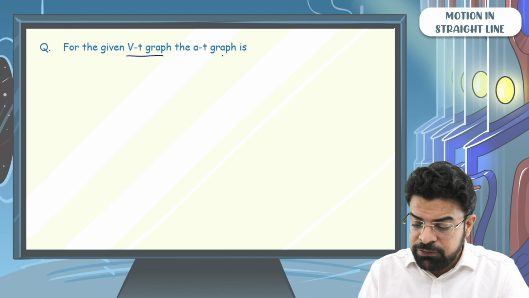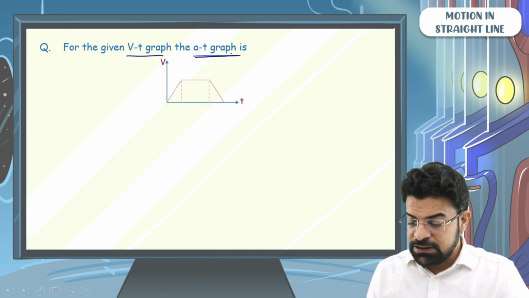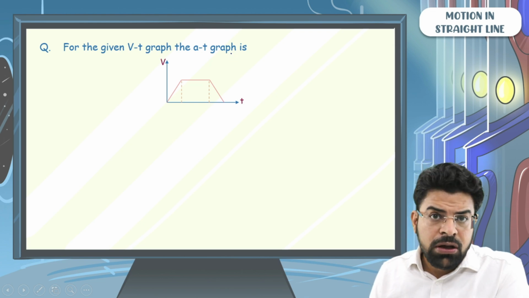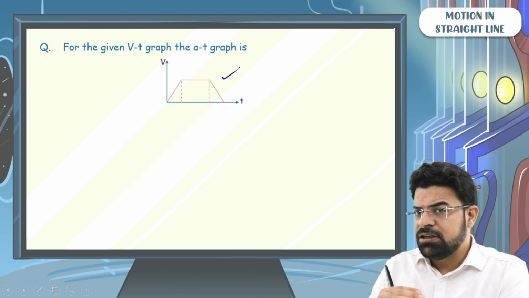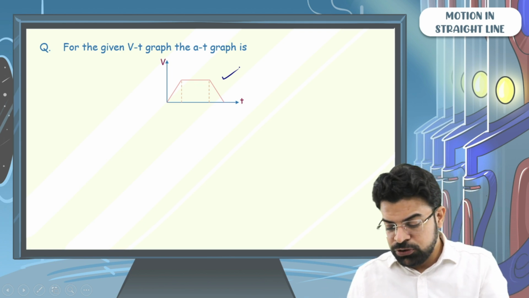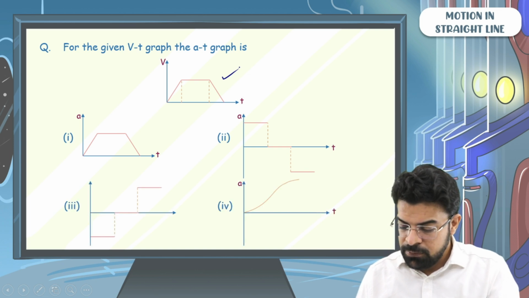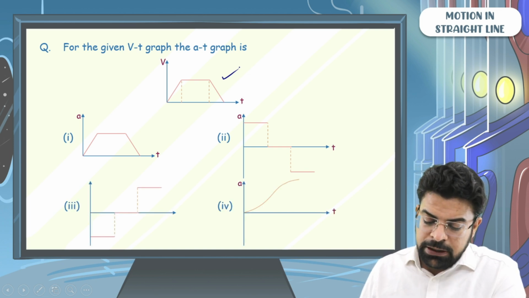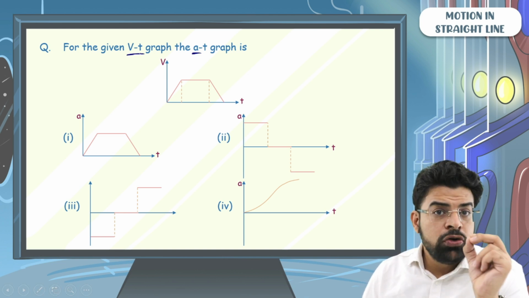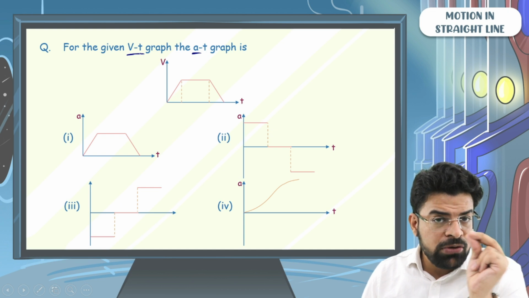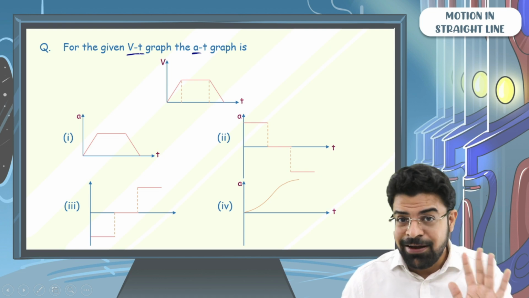For the given velocity time graph, draw the acceleration time graph. So let's say this is the velocity time graph. If this is the velocity time graph of a particle, what will the acceleration time graph look like? We have got 4 options and you have to choose the right one. So sir, how do we get acceleration from the velocity time graph? Sir, the slope of the velocity time graph gives the acceleration.